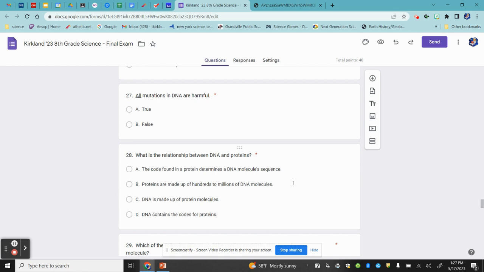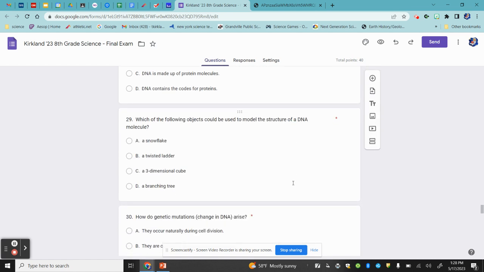28. What's the relationship between DNA and proteins? A. The code found in a protein determines a DNA's molecules sequence. B. Proteins are made up of hundreds to millions of DNA molecules. C. DNA is made up of protein molecules. D. DNA is code for proteins.